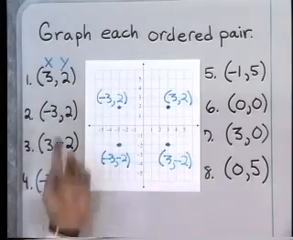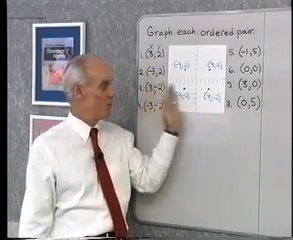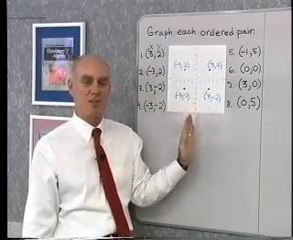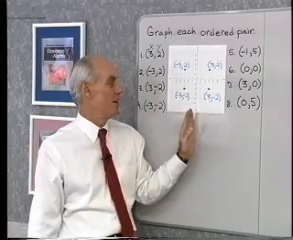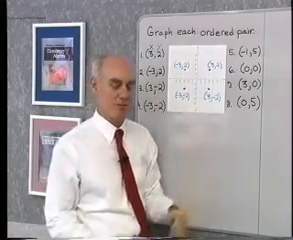So you can see that when graphing ordered pairs, the first number in the ordered pair tells you how far to move from the origin horizontally. The second number always tells us how to move in the vertical direction, up if it's positive and down if it's negative. Let's try a few more.